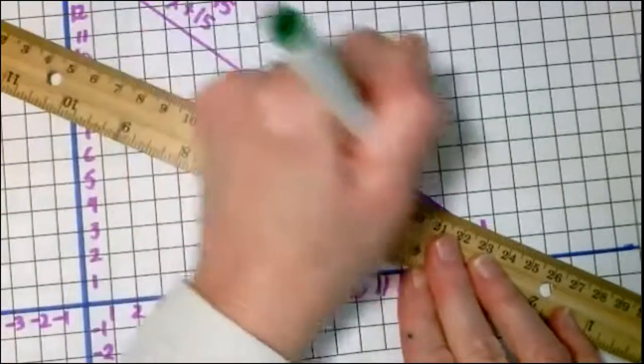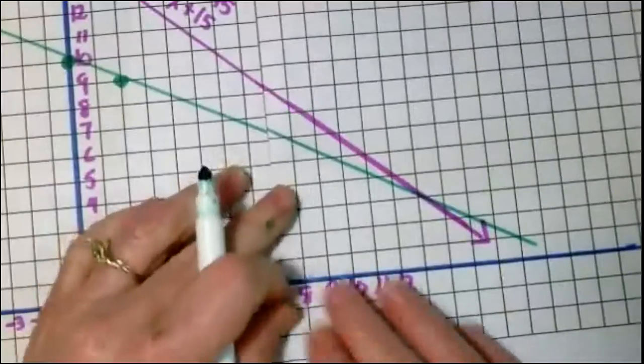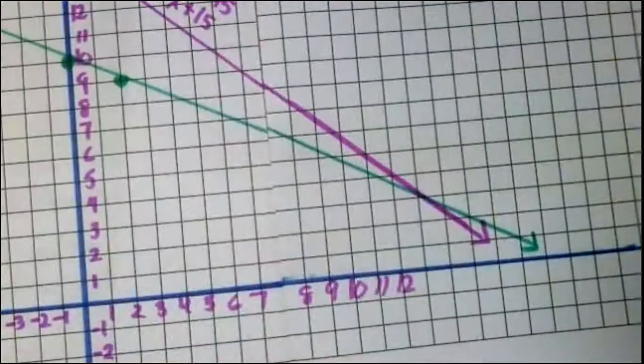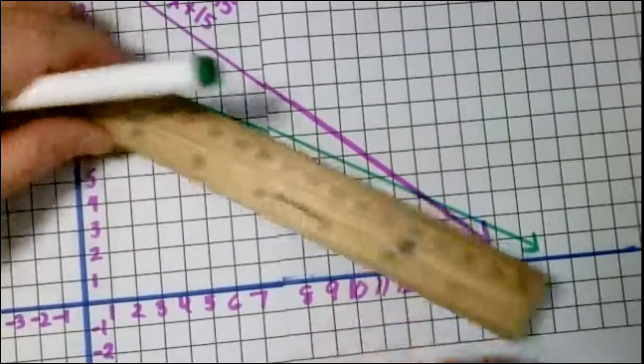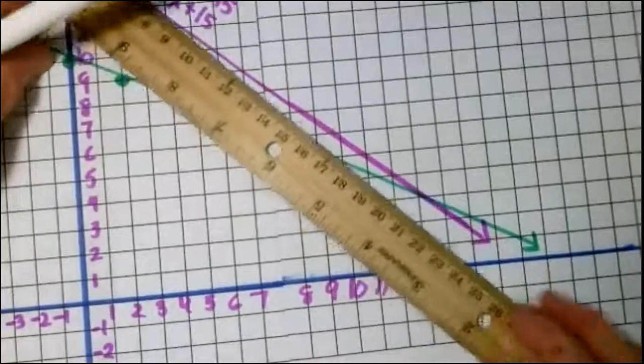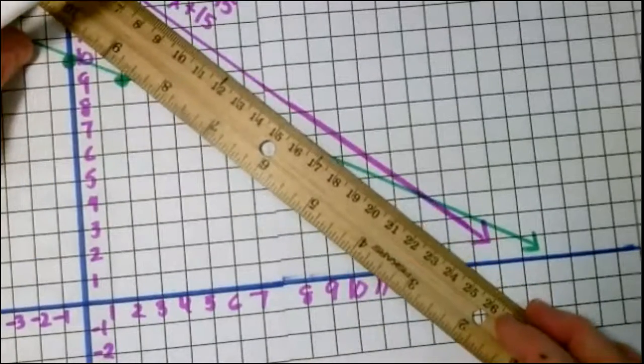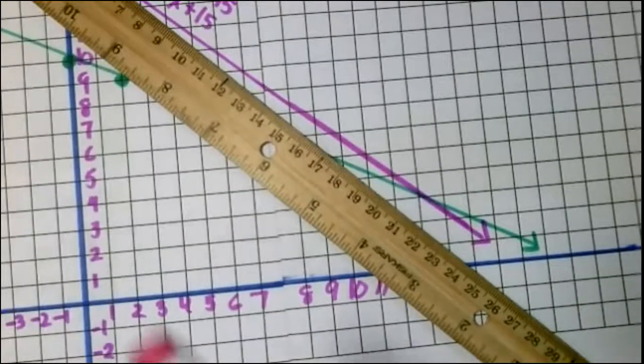Get it exactly right, or as close to exactly right as I can. Now we can see our point of intersection is a little bit off from what it should be. It should have intersected over here. What did I do wrong here? Maybe my line should have gone more like this. Probably should have. Let's try that.